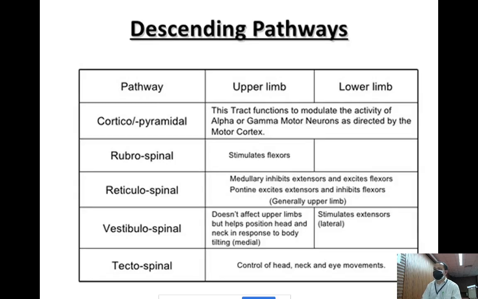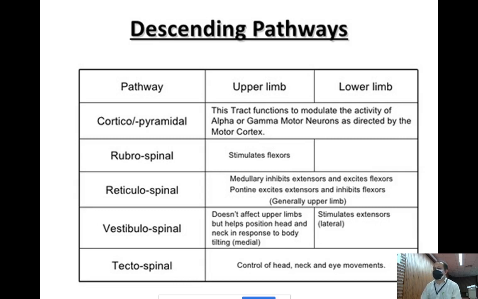Anyway, these are all the descending pathways. To recapitulate, they consist of the pyramidal and the extrapyramidal. The pyramidal tracts, which are called the corticospinal tracts, modulate the activity of the alpha and gamma motor neurons as directed by the motor cortex. They are important for both activities: control of fine skilled movement, and maintenance of posture.